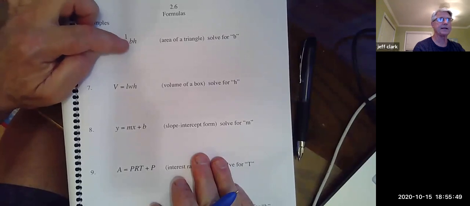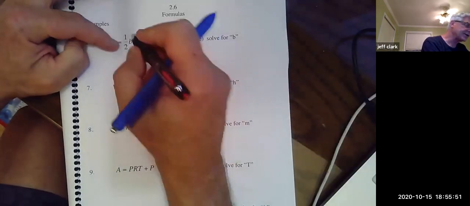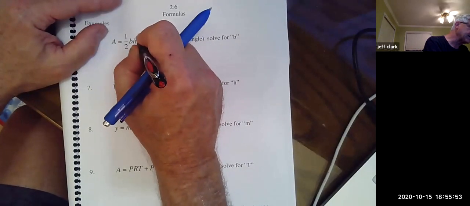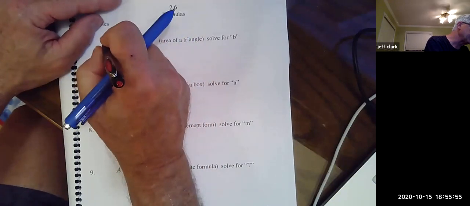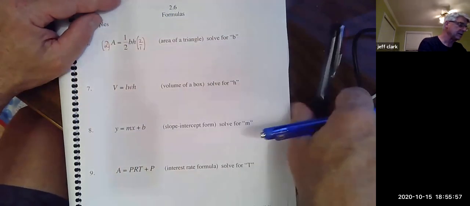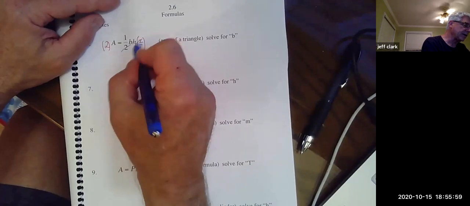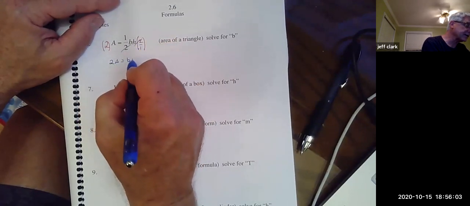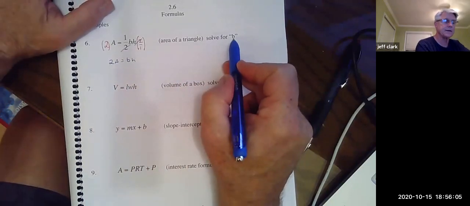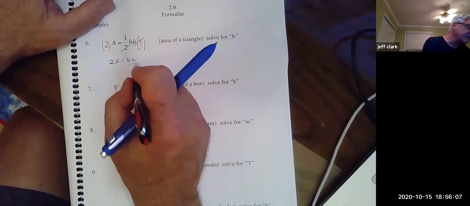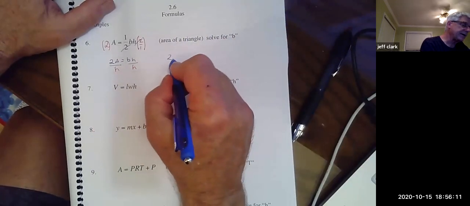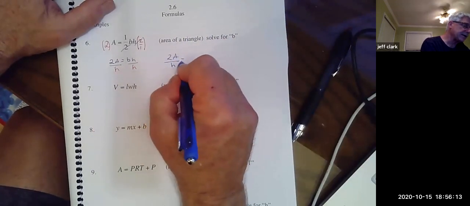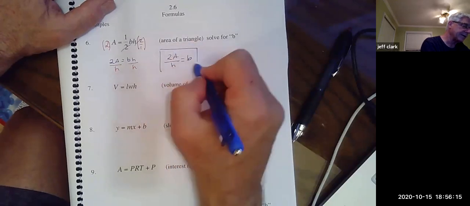Want to get the b by itself. So I'm going to get the 2 away first by multiplying both sides by 2 over 1, or 2. So it looks like these go away, and I've got 2a equals bh. Trying to get the b by itself. Okay, and then I go ahead and divide both sides by h. So it appears 2a all over h is equal to the letter b, and we're done with that.